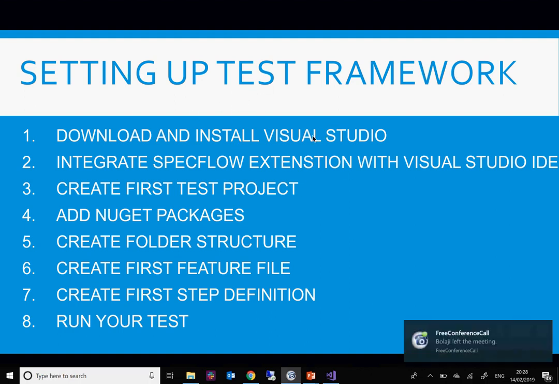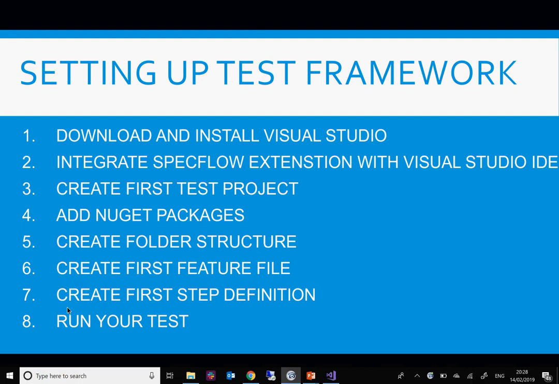For the previous one, this is the step that we took. But if you want to do the vanilla one, you need to do step 1. You don't need step 2, which is the integration of Specflow, but you need step 3. You need NuGet packages, but you don't need all the NuGet packages. I'm going to tell you the ones that you need to have. Of course, you need to create your folder structure, and we are not going to use feature files or step definitions, so you don't need to do 6 and 7.